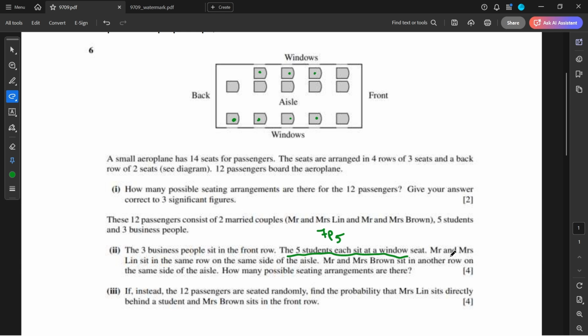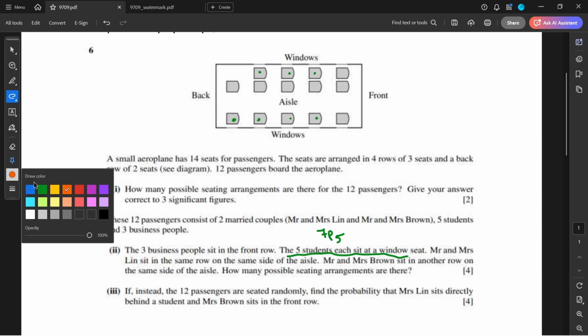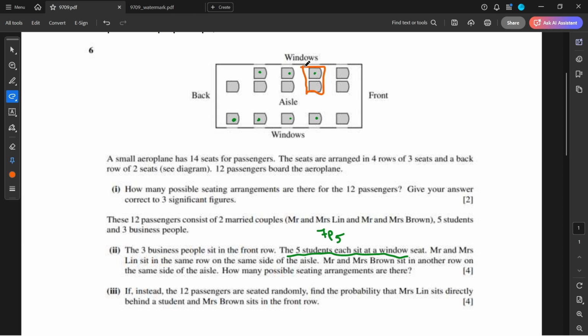The next statement states that both of the couples are going to sit on the same side of the aisle. Obviously, on this side, there is only one seat. So the only possibilities for the couple are either this or this or this. So out of these three, they need to select any two of them. One will obviously be empty. So let's say a couple is occupying these two spaces.